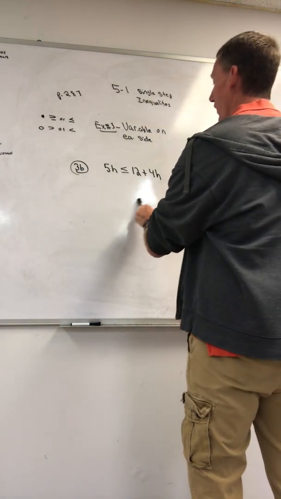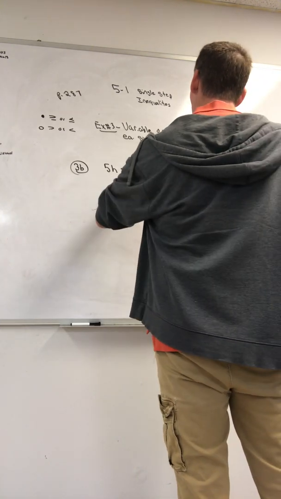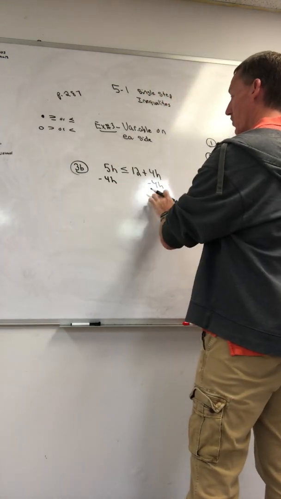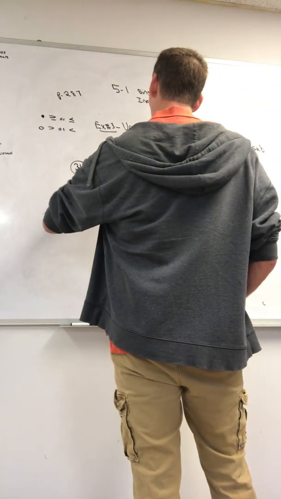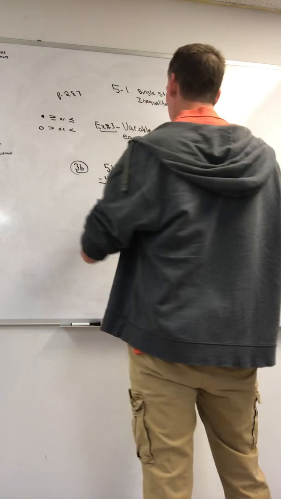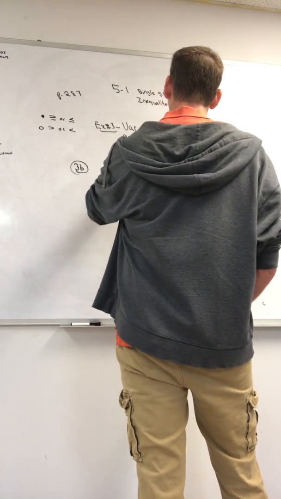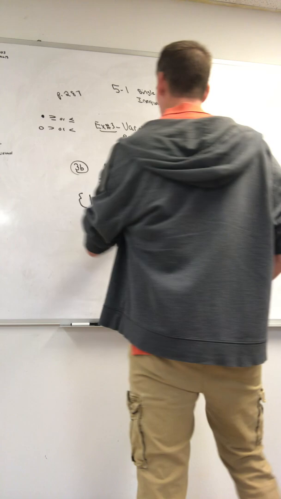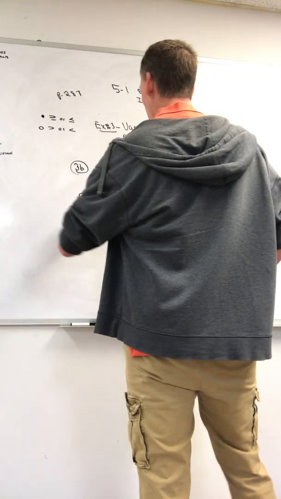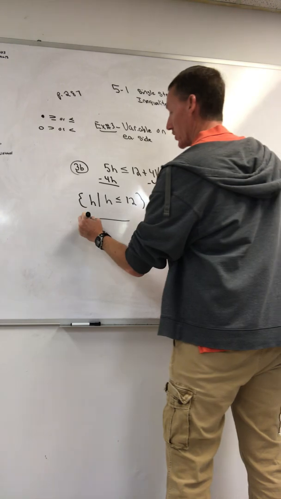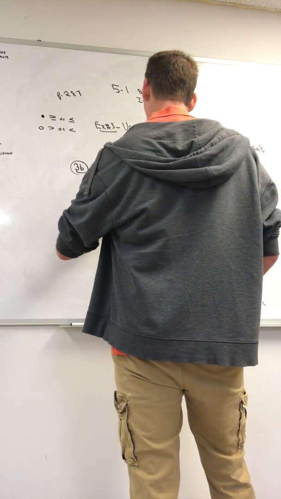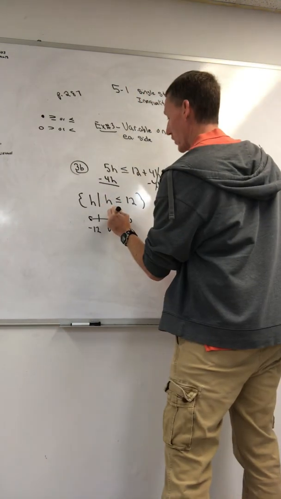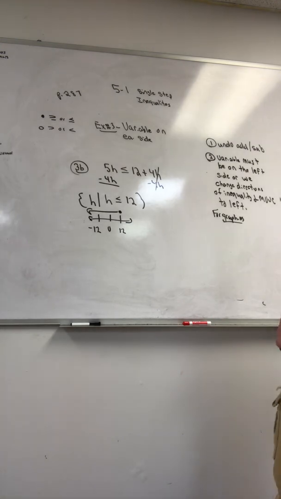Well, I can move the variable in this direction to the left, which is my goal anyway. It just makes more sense to move it to the left instead of moving it to the right and having a 0. So that gives me 1h, which is just h, is less than or equal to 12. I'm done. Put it in set notation, h slash h, like that, and graph it. The letter's already on the left, so I don't need to change directions. 0, 12, negative 12, closed dot, and it points to the left. That's it for that problem.